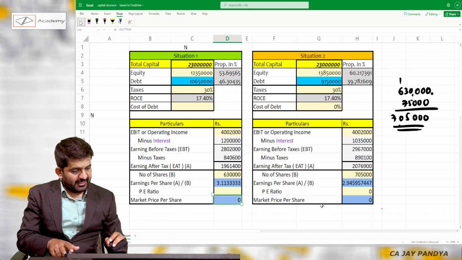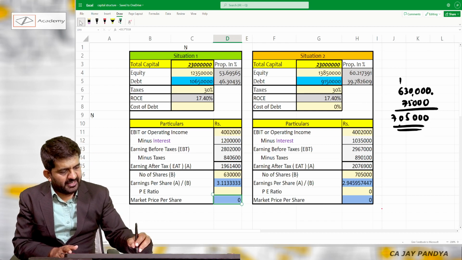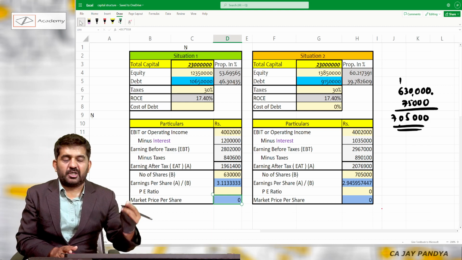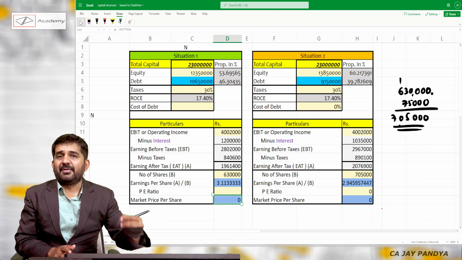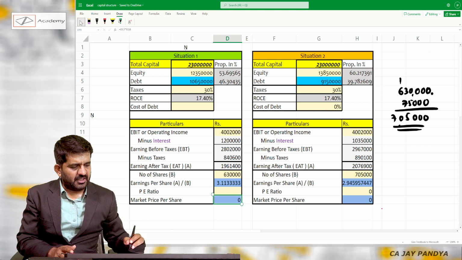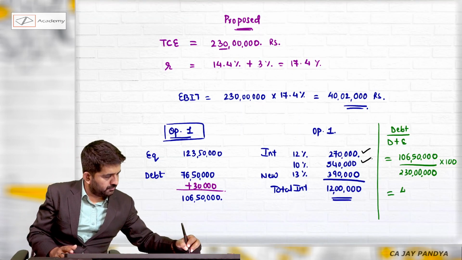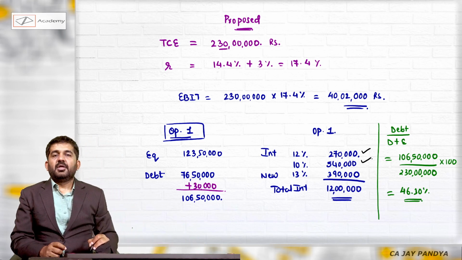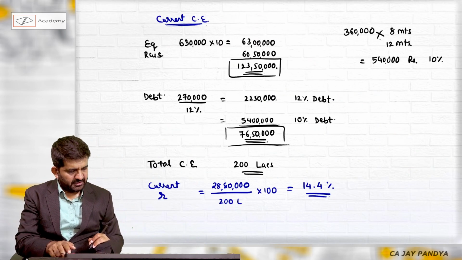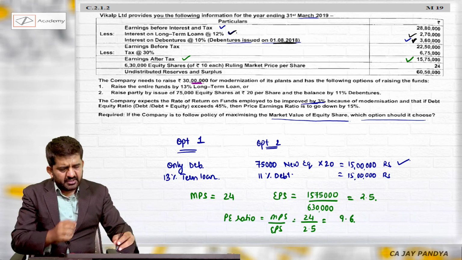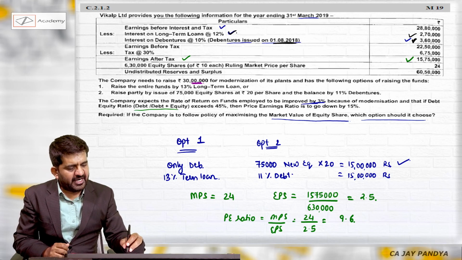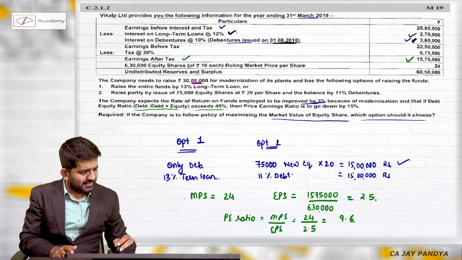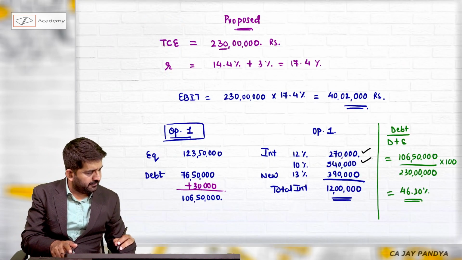I can directly get it from the Excel sheet also. The debt proportion is 46.30 in total capital employed, which is 100. So I have this formula, and you can find the answer, which will be 46.30. And what does it say? Please try to understand. The question says if debt upon debt plus equity exceeds 45%, does it exceed 45%? Yes.